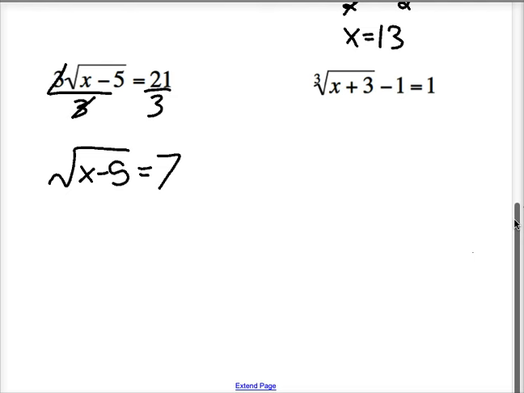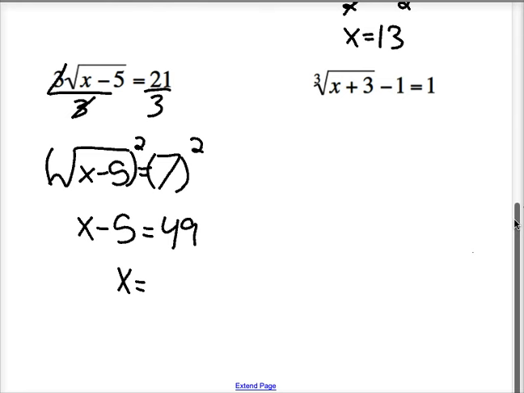Now I can square both sides to get rid of the square root. So we're going to completely get rid of the square root, and I just get the number on the other side. Add the 5 over, and there's my answer.